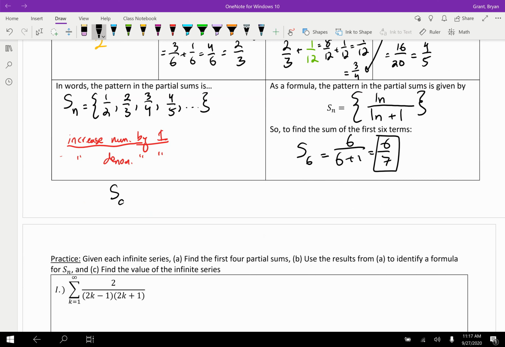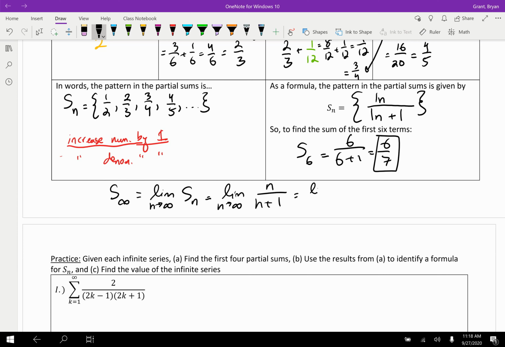Let's go ahead and find the sum after an infinite number of terms, right? Which is really saying all the terms. Now, we don't actually use that notation. We use the limit as n approaches infinity of S of n. So we need to take the limit as n approaches infinity of n over n plus 1, our general term for the sums.